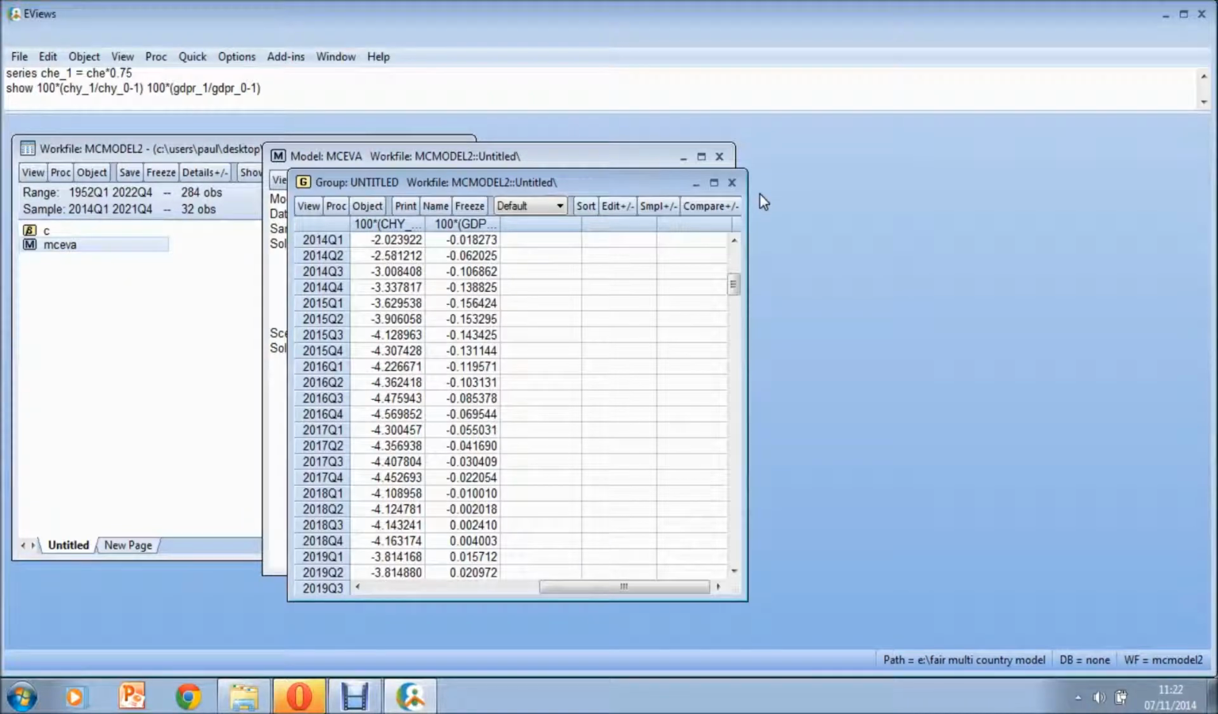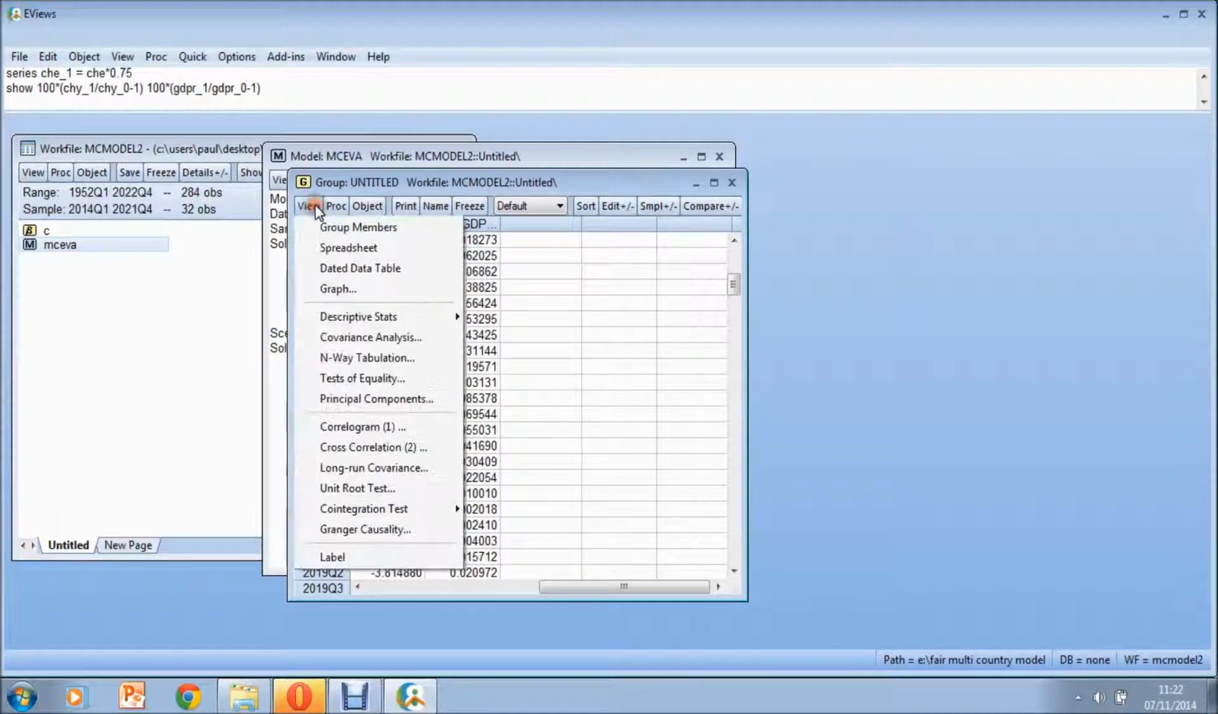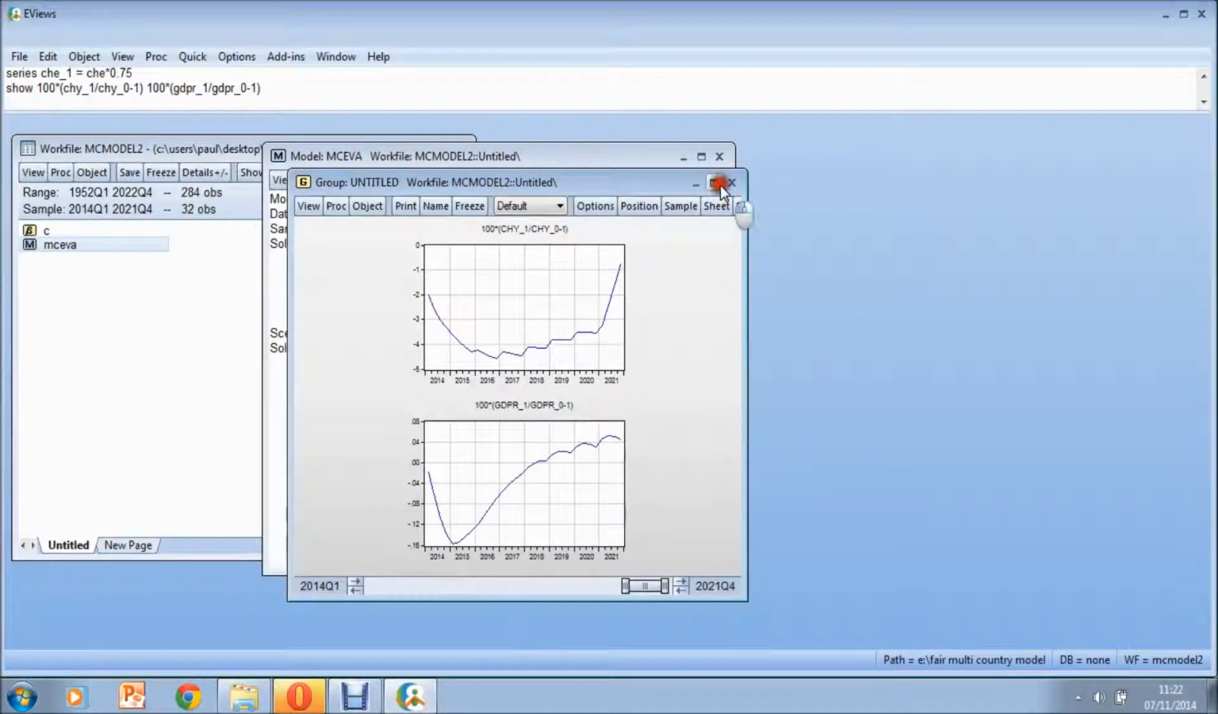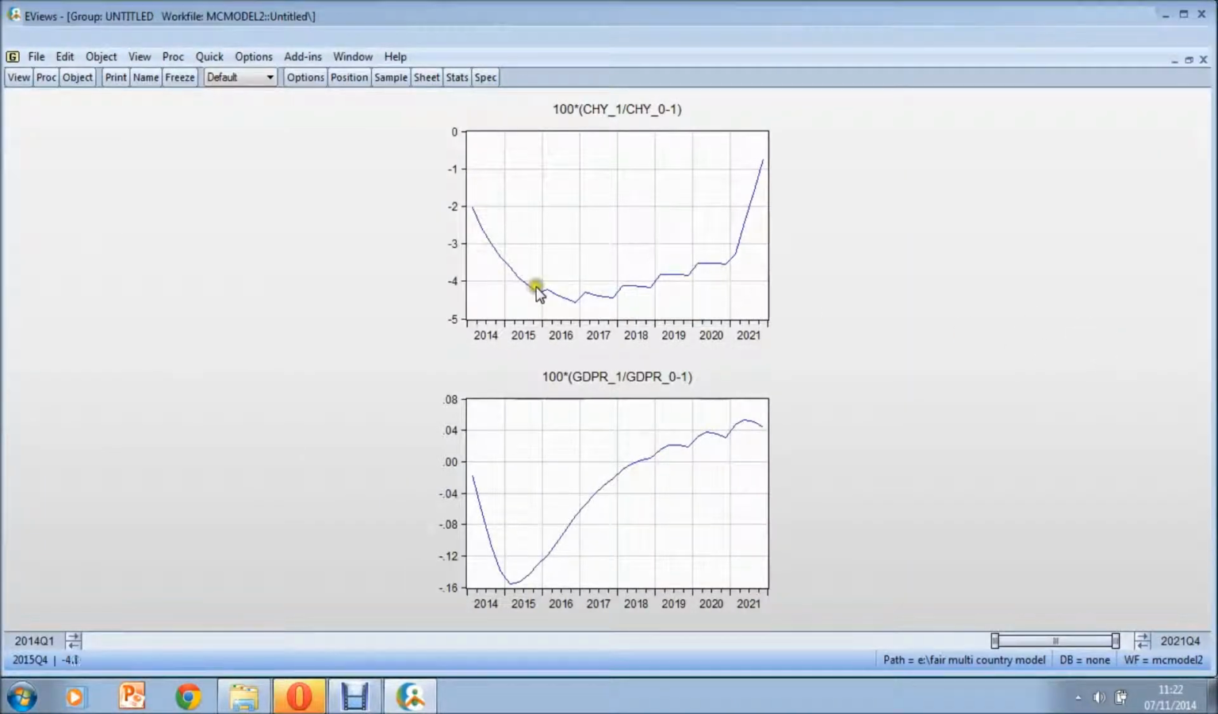We can look at the results graphically by going to View, Graph, and then look at multiple graphs here. And this will give us graphs of the two series. The first graph here is the effects on Chinese GDP. We see a very significant negative effect, although by the end of the period it's coming back to close to where it was. And then we've got the effects on US GDP here, again negative with a smaller percentage effect, and again climbing back towards 0 and just above 0 by the end of the period.